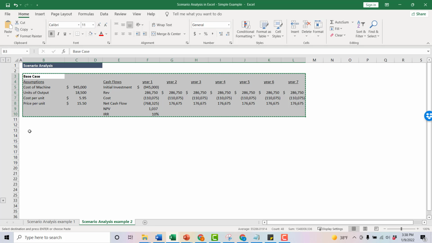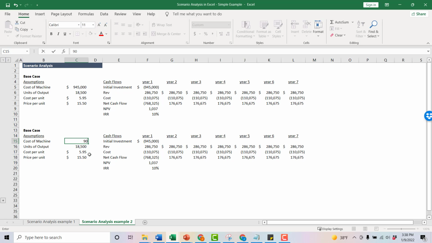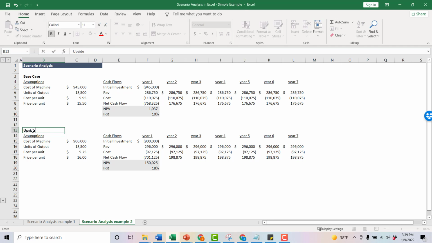Now, here's where scenario analysis comes in handy. Let's take that same thing, let's copy it down, and let's say we can get that machine for $900,000. And we still think it's 18,500 units, but we think we might be able to get that cost down to $525,000. And we talked to our sales team, we think they could sell it for $16,000. Now, all of a sudden, you went from this example where you are only going to have $1,000 NPV to $150,000 NPV at an 18% IRR. So all of a sudden, this looks like a much better use of cash. And we can change this to our upside case.